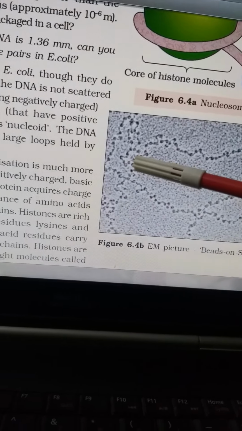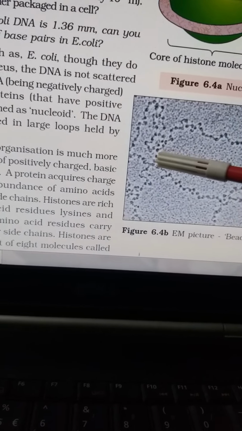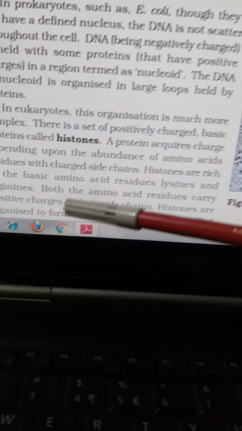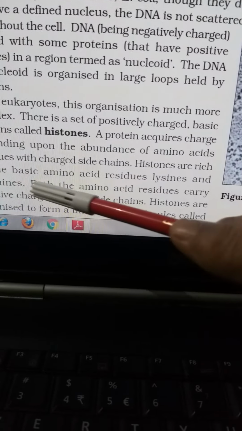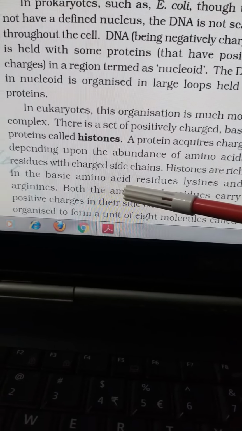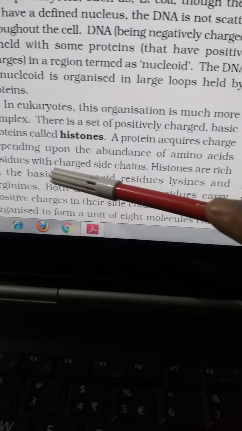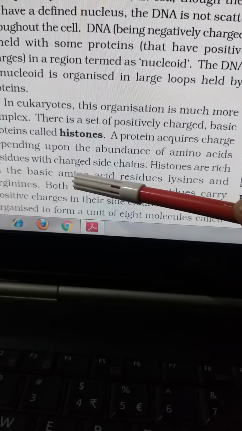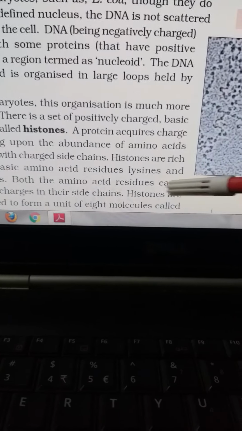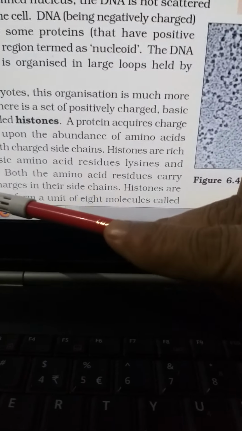Now this is made up of an octamer, 8 protein molecules. Basically the amino acids that are abundant here are lysine and arginine. These are proteins; you see, histones are rich in basic amino acids. That means if you stain with an acidic dye, it will turn red. That is why it is known as basic. So these basic amino acid residues, lysine and arginine, both carry a positive charge.